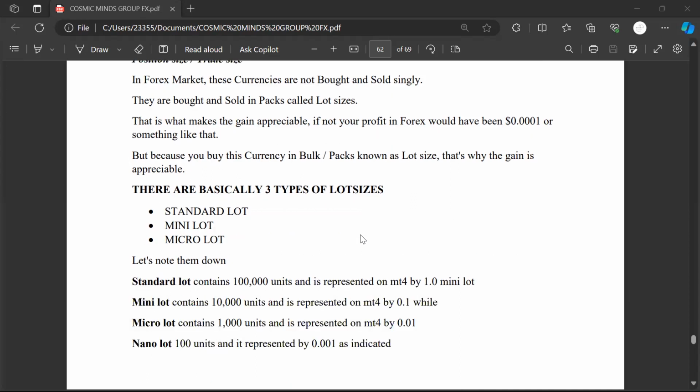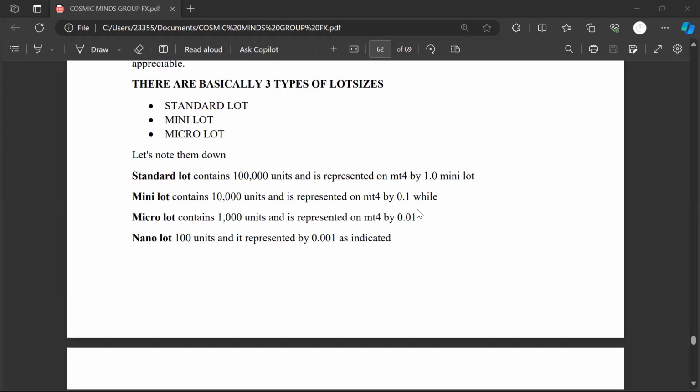With this type, we have the standard lot size, then the mini lot size, and then the micro lot size. There are some other lot sizes, but usually these are the standard ones that we trade in, depending on our account sizes. So bear in mind, the standard lot size, the mini lot size, and the micro lot size. So let's read more about this. Now, the standard lot size contains 100 units.